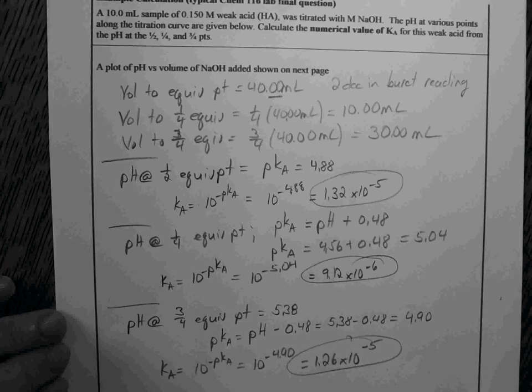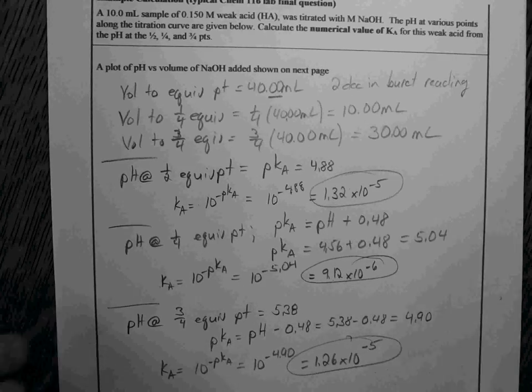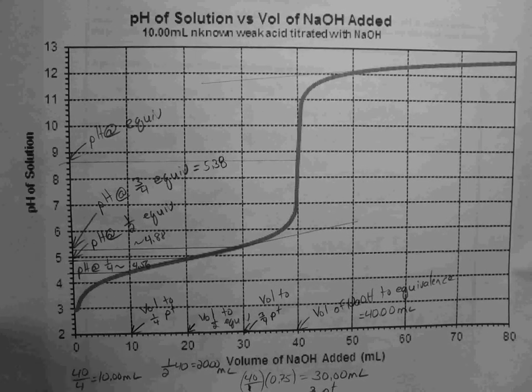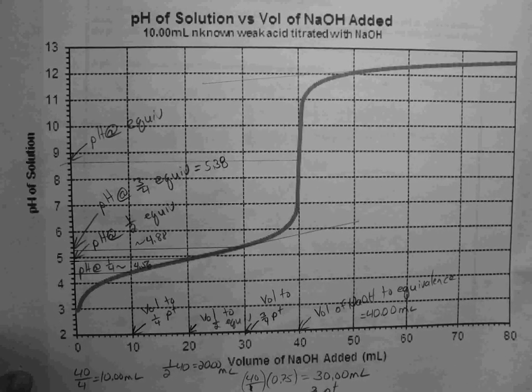So what we would do is report all of these values on our DRS and include with our DRS our graph that's close to a full page and labeled with all of the pertinent points.